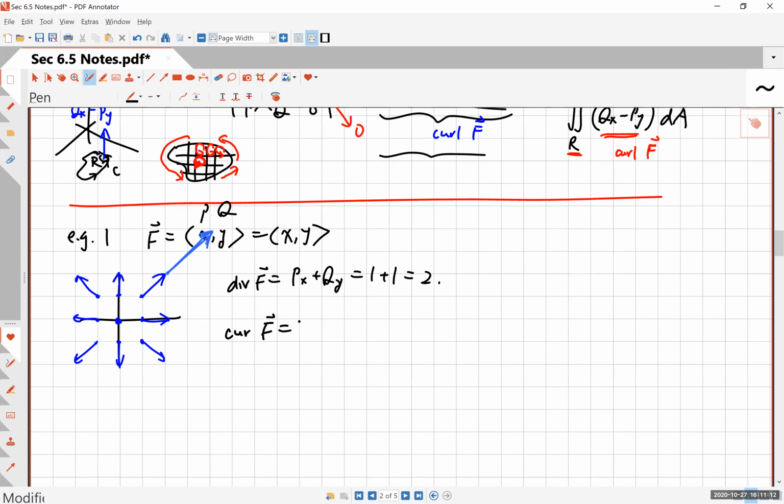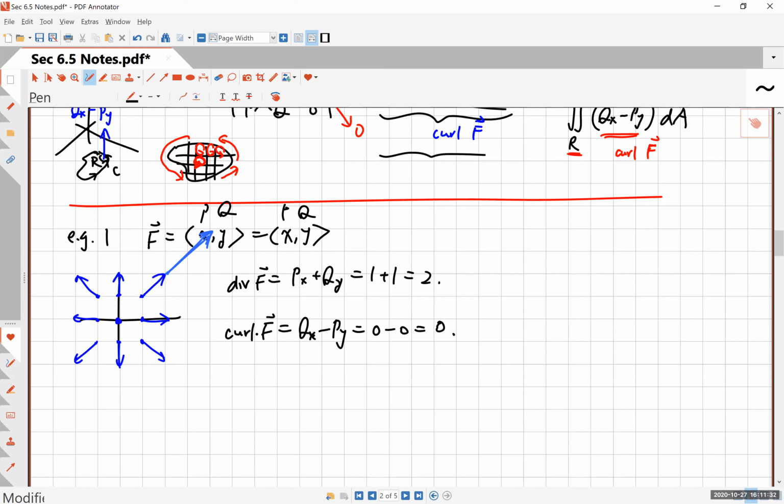Curl of F, in this case, is what? Qx minus Py. All right, and so if you think about this, this is P, this is Q. Well, Qx is 0, Py is 0, and so it's 0. Now, do you see why there's no curl here? Well, because nothing is rotating at any single point, okay?